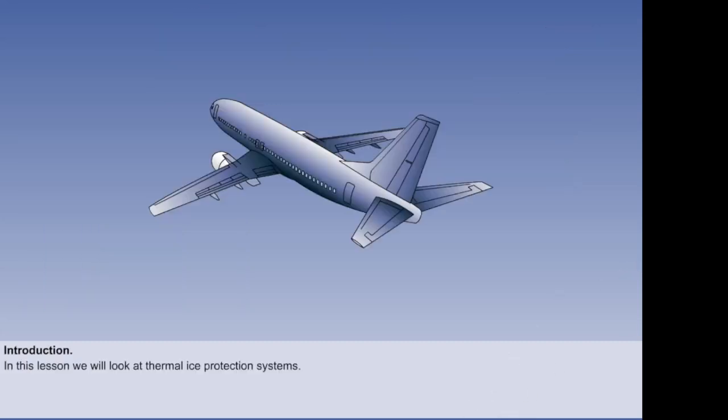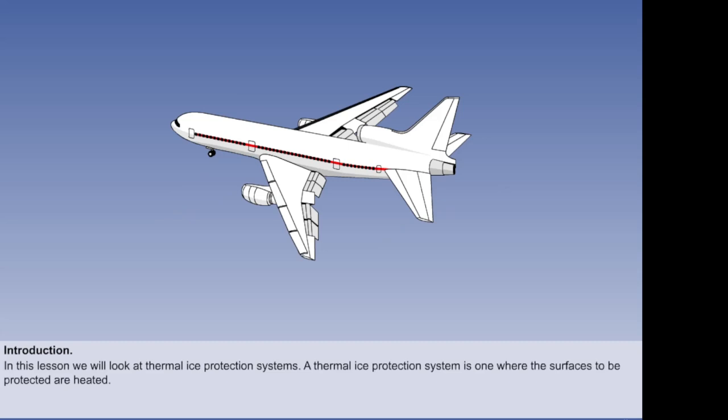In this lesson, we will look at thermal ice protection systems, as used on many turbojet aeroplanes, including the Boeing 737. A thermal ice protection system is one where the surfaces to be protected are heated. One major advantage of the system over mechanical systems is that there is no change in the profile of the surface being protected.